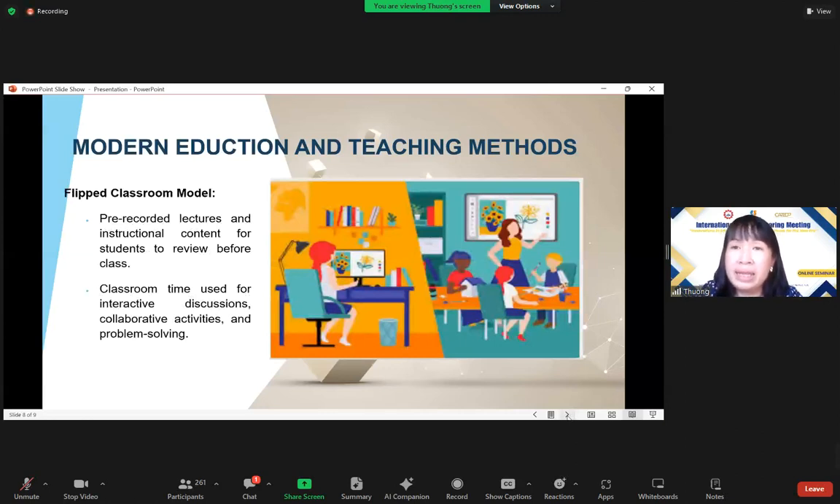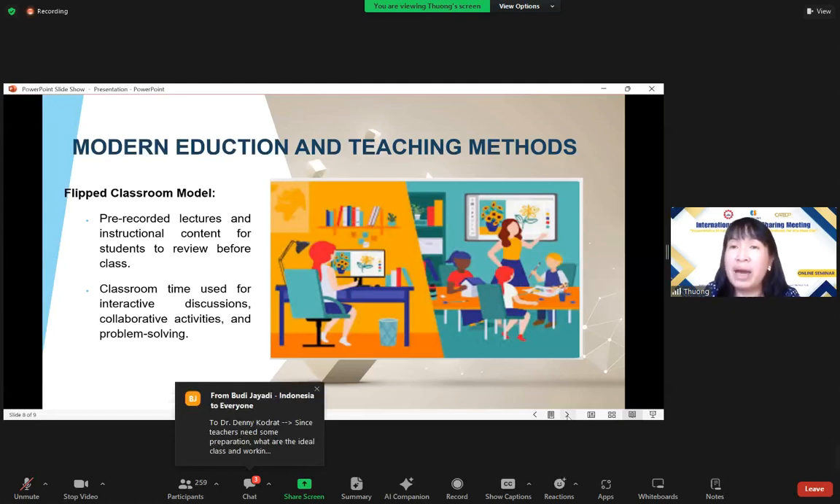And also another thing, this is already applied in your country, like Dr. Lewis and Dr. Ting already mentioned the flipped classroom model. In the flipped classroom model, we give the recorded lecture and the instructional content to students in advance. So the students have more time to review everything before they participate in the class, and when they are in the class, they have some general background information about the lesson.